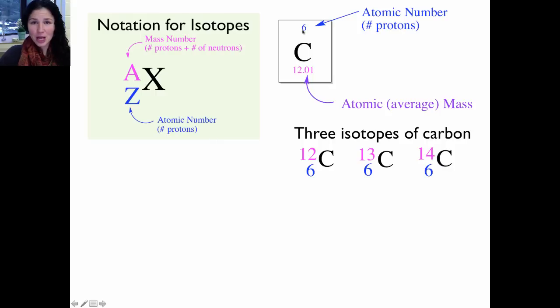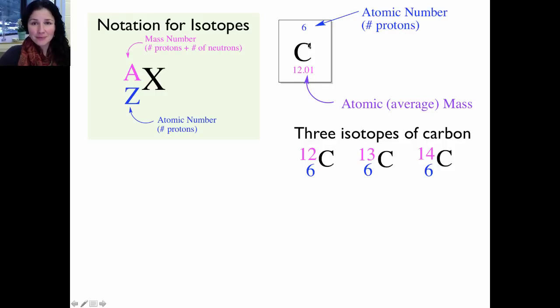So this number goes from the top of the symbol in the periodic table, and it ends up as a subscript on the notation for isotopes. But that's the same thing. And the superscript here on the symbol is not the same as the average atomic mass. It's actually the mass number, which is the exact mass of that atom or that isotope. And this number comes from the number of protons plus the number of neutrons. Each proton and each neutron weighs 1 atomic mass unit.